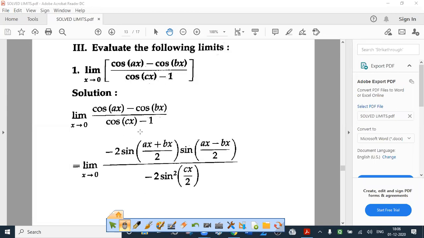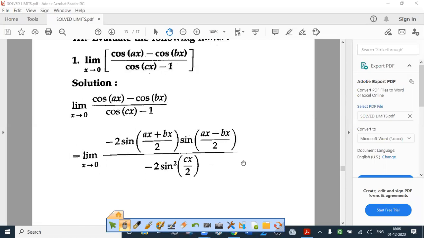See, I repeat, calculus is not difficult. Most of the students find trigonometry difficult. That is why they think that calculus is difficult. What is 1 minus cos theta? It is 2 sine square theta by 2. But it is cos minus 1 and therefore minus 1.